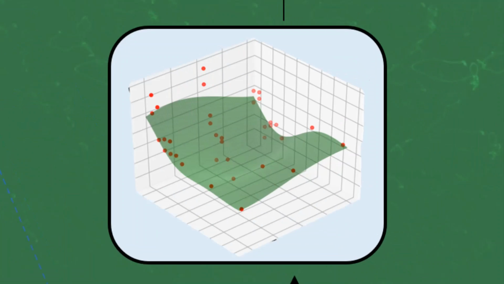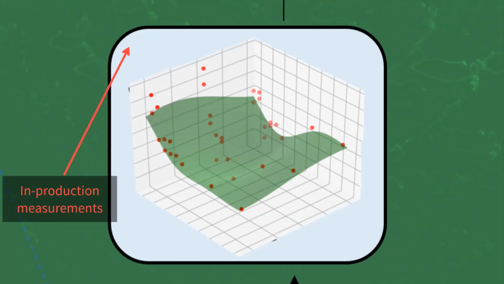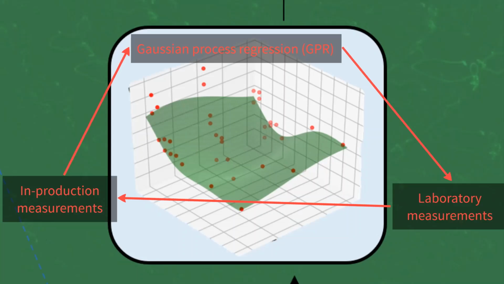The fourth step of the process is to transform in-production measurements into high-fidelity laboratory measurements using Gaussian process regression, or GPR. This final step is necessary to increase the overall precision of measurements and mitigate the possibility of false positive or false negative tool surface evaluation during manufacturing.